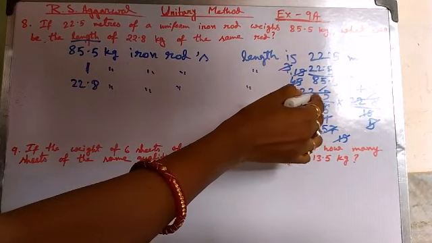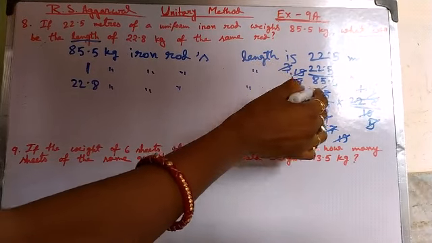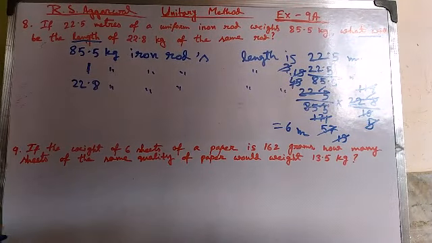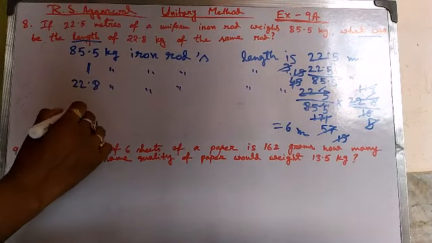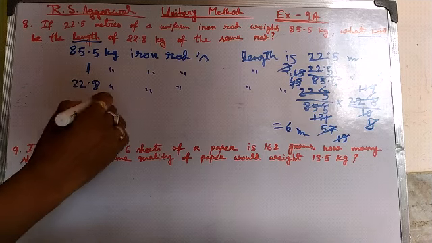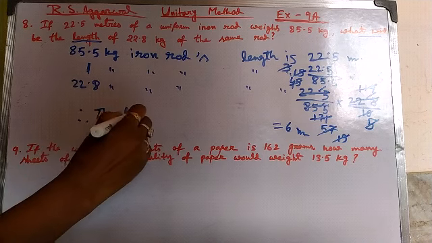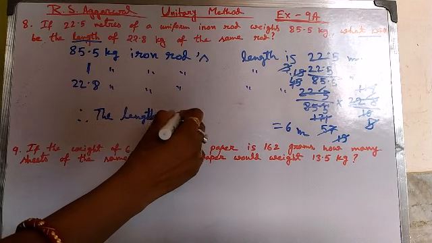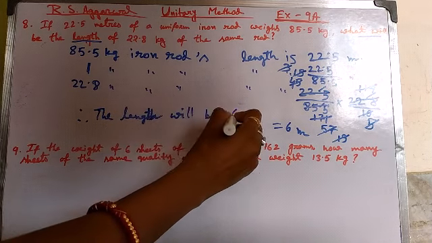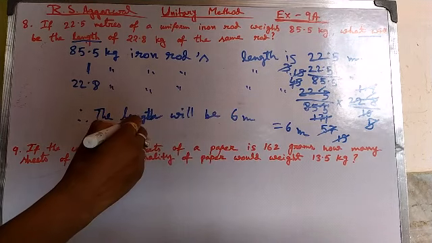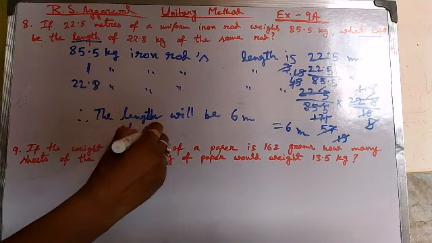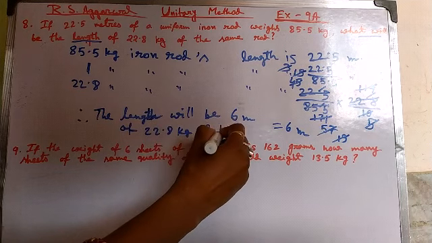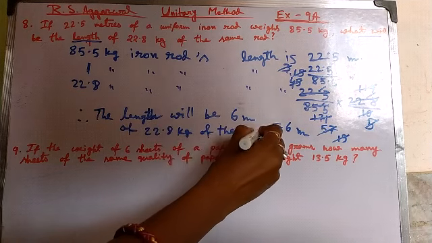Here nothing is left to which it will be multiplied. So here is 1 and there is 6, so 6 meter. Therefore, what will be the length? The length will be 6 meter of 22.8 kg of the same rod.